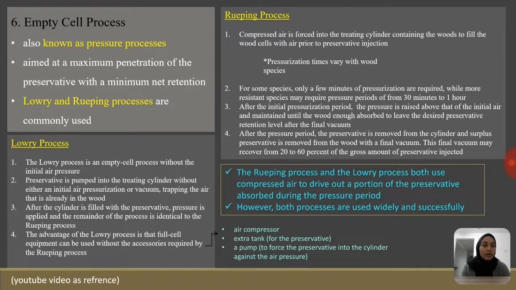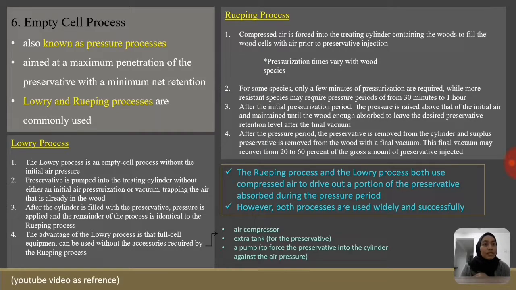Pressurization times sometimes vary with wood species, which means for some species only a few minutes of pressurization are required, while more resistant species may require pressure periods of from 30 minutes to 1 hour. And then after the initial pressurization period, the pressure is raised above that of the initial air and maintained until the wood has absorbed enough to leave the desired preservative retention level after the final vacuum.